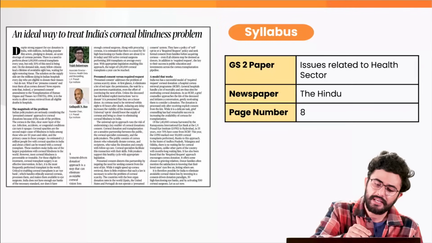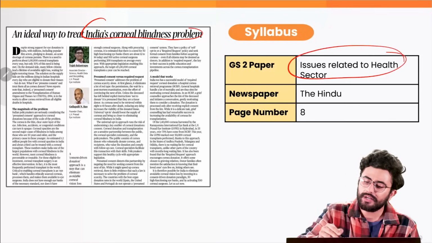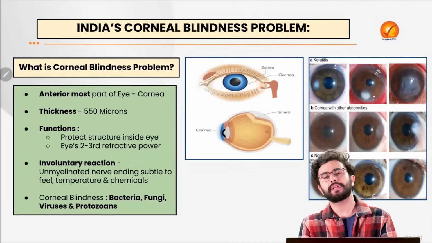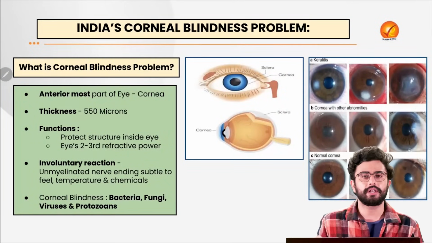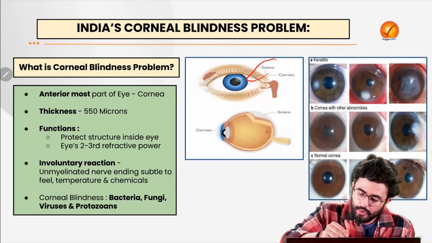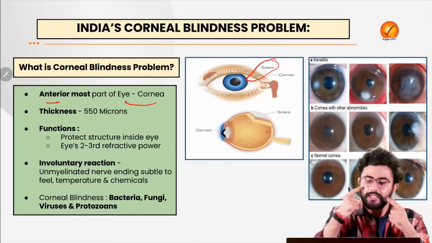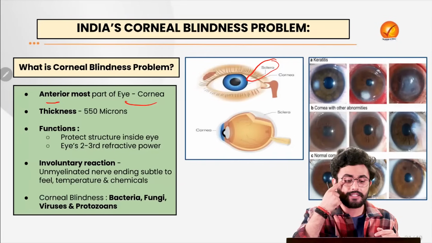where we are going to discuss the issue of India's corneal blindness problem, which forms an important component of your health sector. So let's first try to understand what is the cornea. This outermost part which you guys are seeing is basically your sclera. And this anterior-most part of the eye is the cornea, which you can see here.